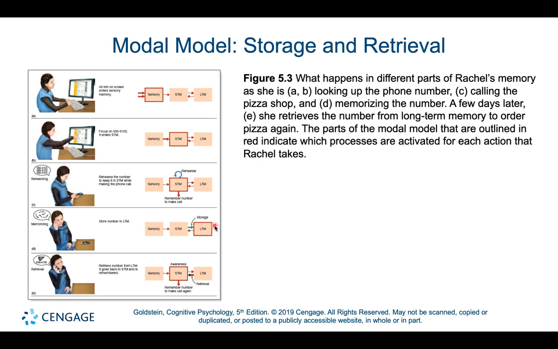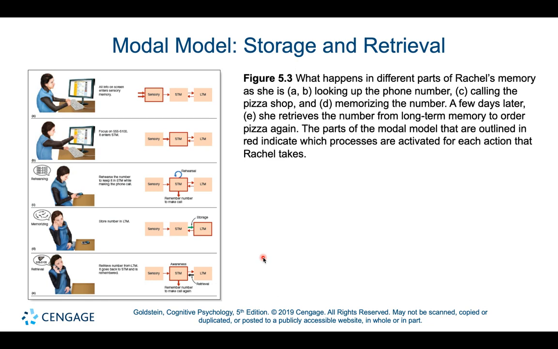And then that information, much like the image of an elephant or the facts about elephants, just hangs out in storage until you need it again. And then when you need it again, you retrieve it from storage. You move it out of storage and you put it back into short-term memory.